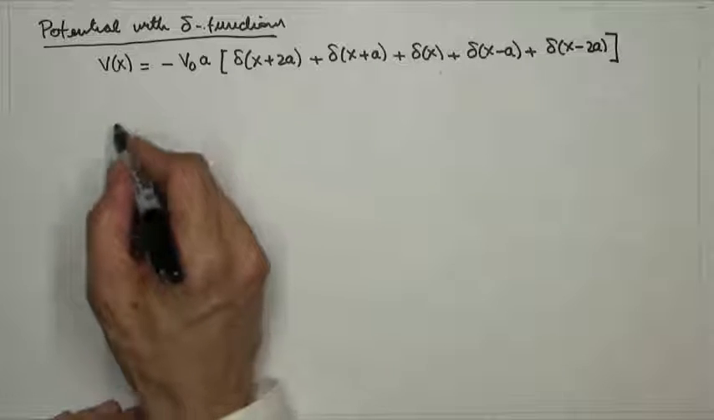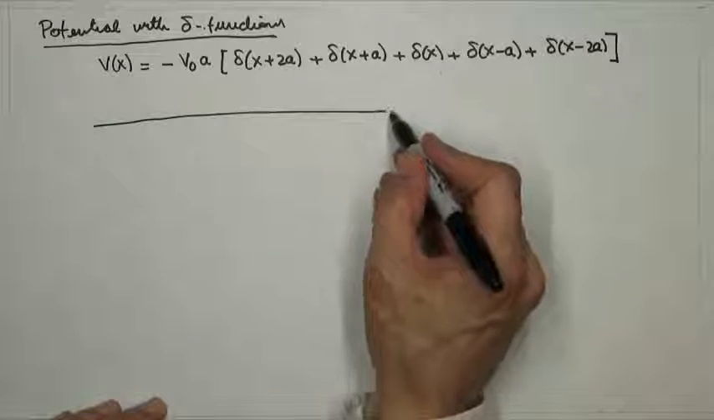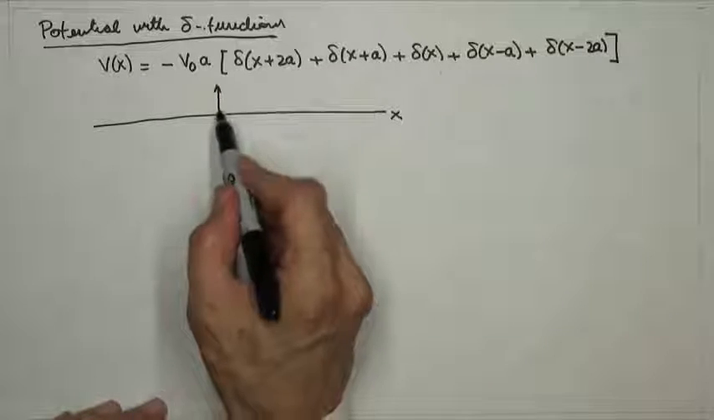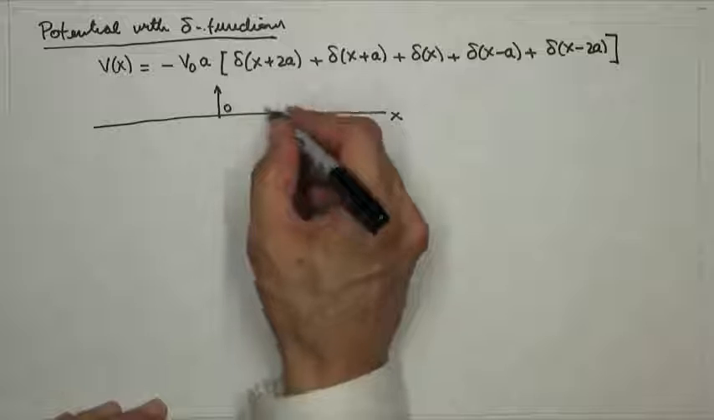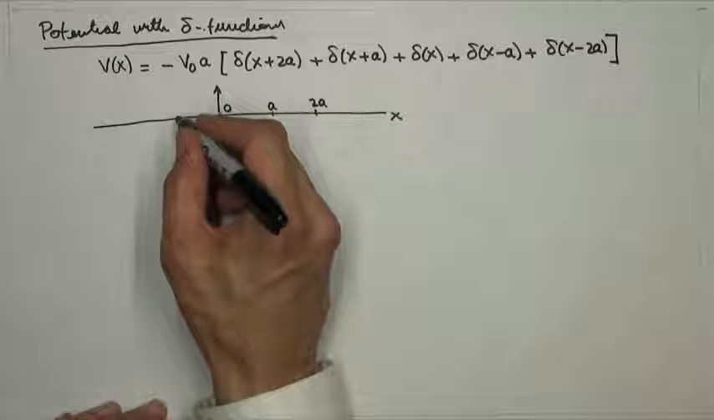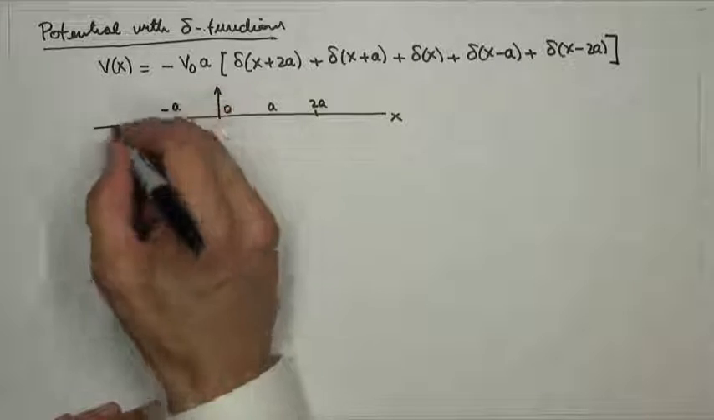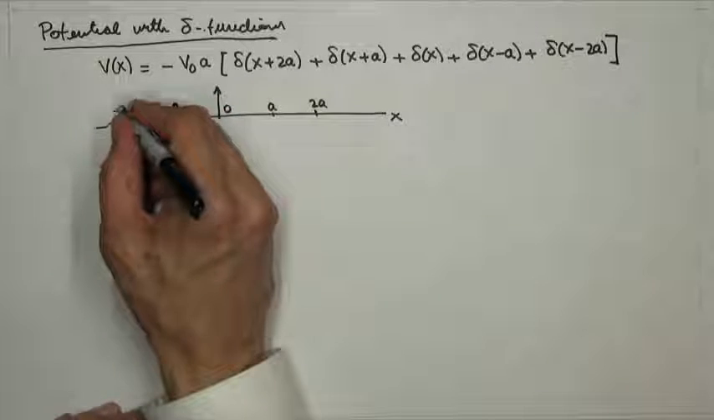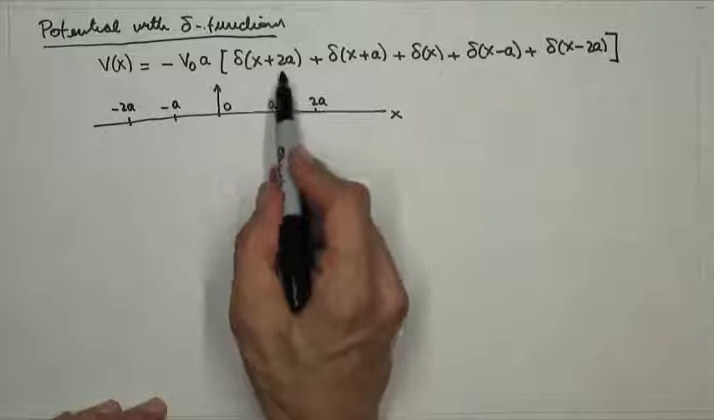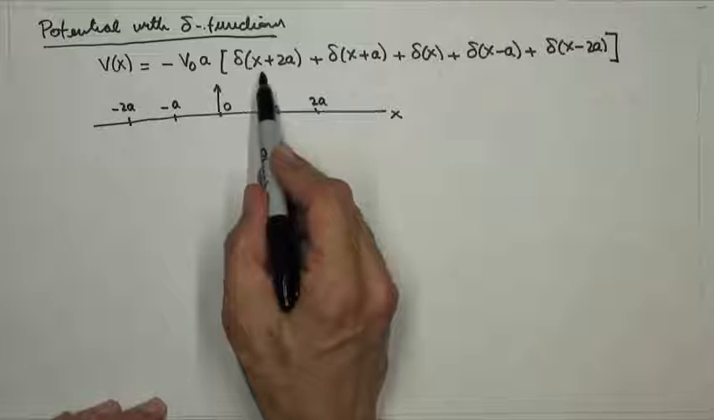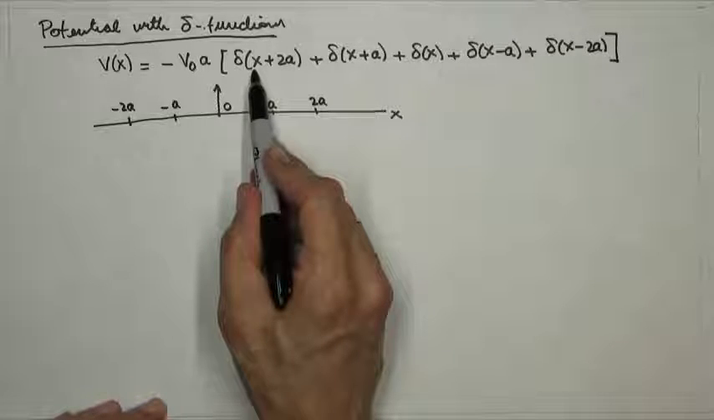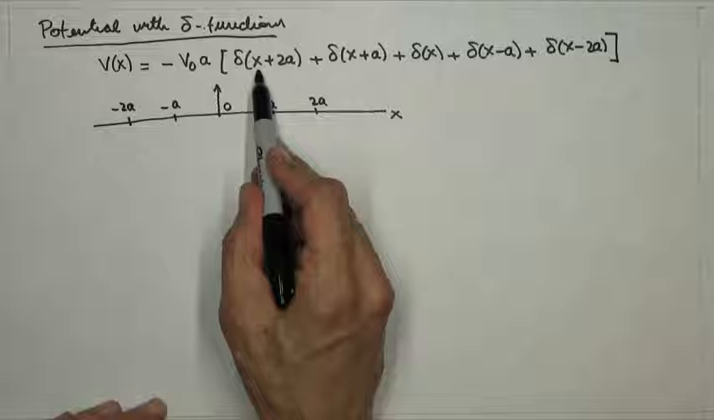So if we wanted to plot this potential, here is the x-axis, here is the potential, x equals 0 is here, x equals a is here, x equals 2a, x equals minus a, and x equals minus 2a. Well, this x plus 2a delta function fires when the argument is 0. So that's the delta function that is located at x equals minus 2a.